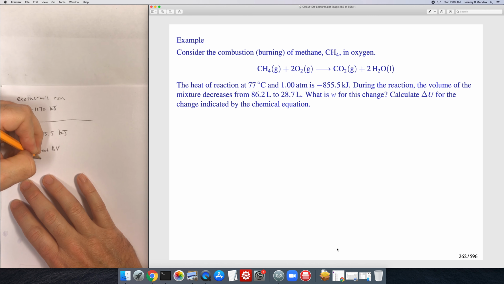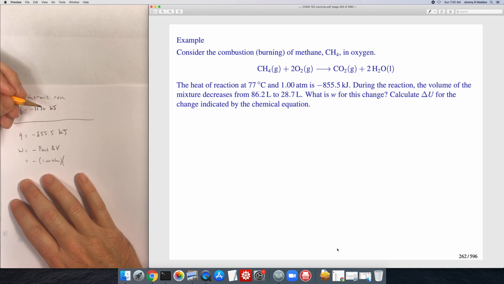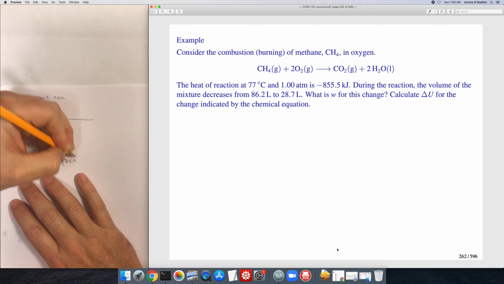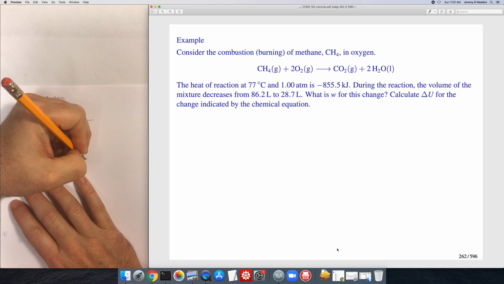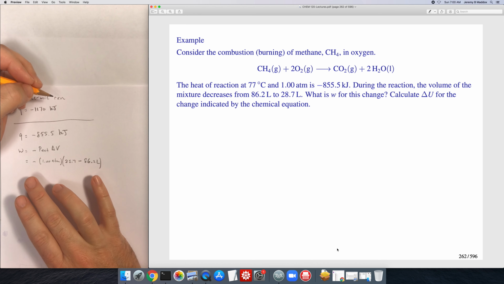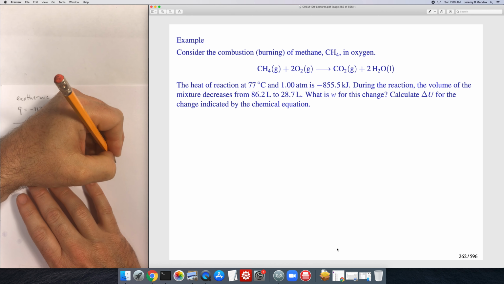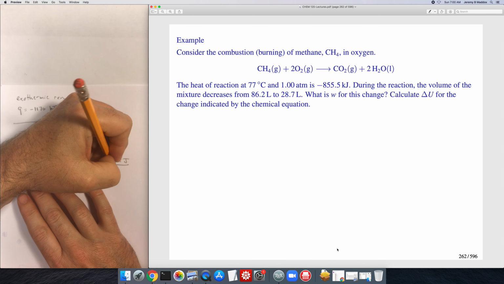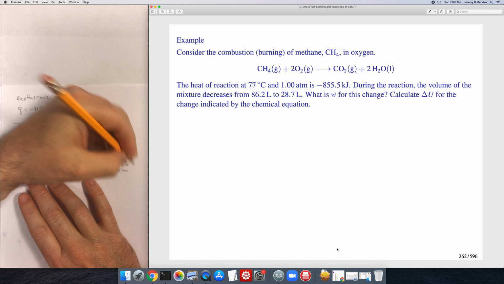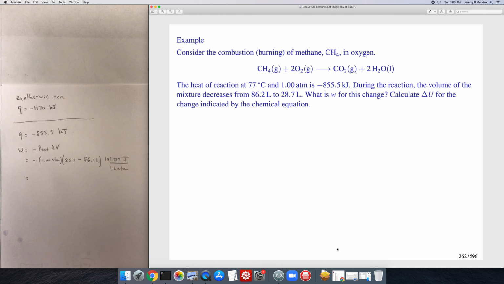The external pressure is 1 atmosphere. And then the change in volume is going to be the final volume, 28.7, minus the initial volume of 86.2. And we're going to convert that from liter atmospheres to joules. So we're going to use 101.325 joules per liter atmosphere. So we'll calculate the volume change, 28.7 minus 86.2.